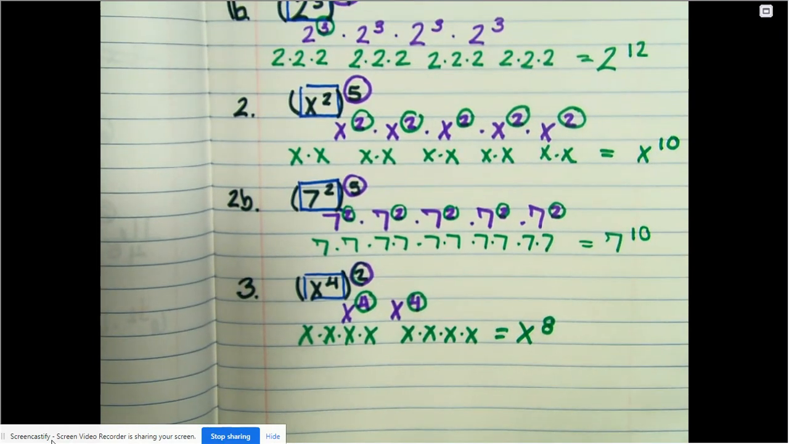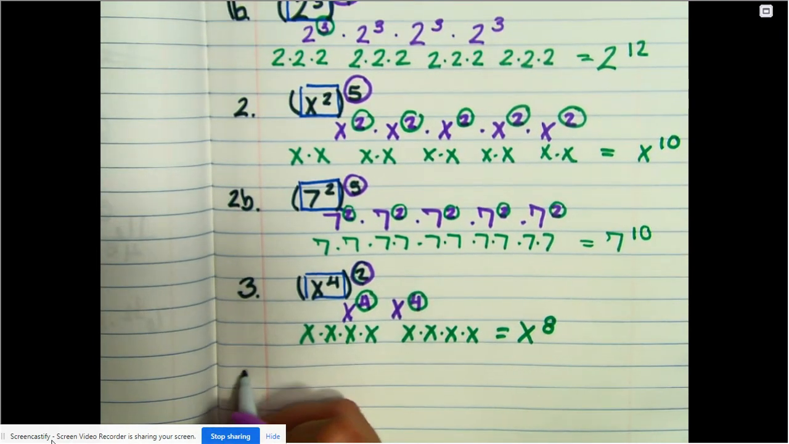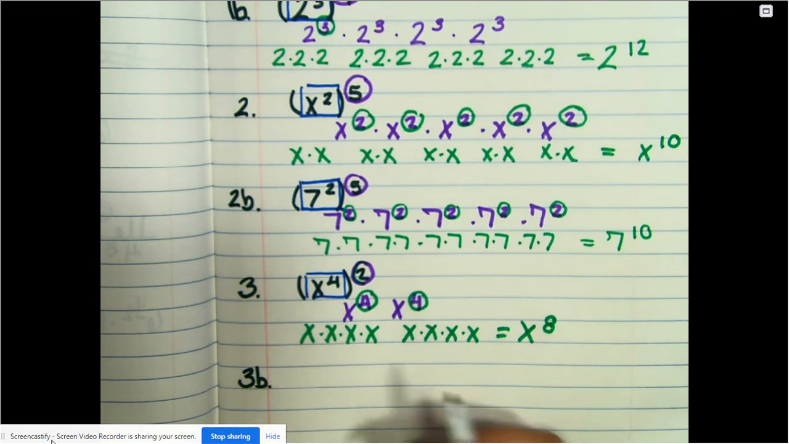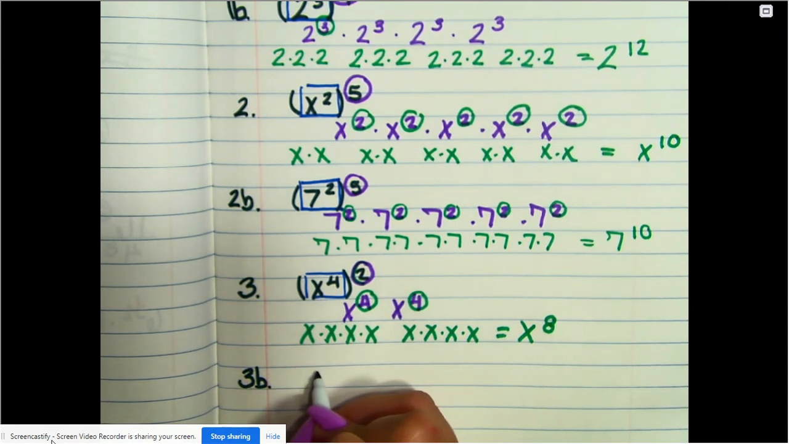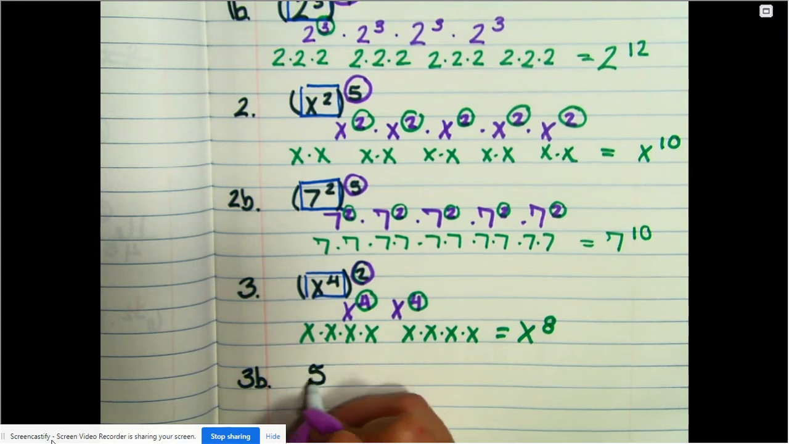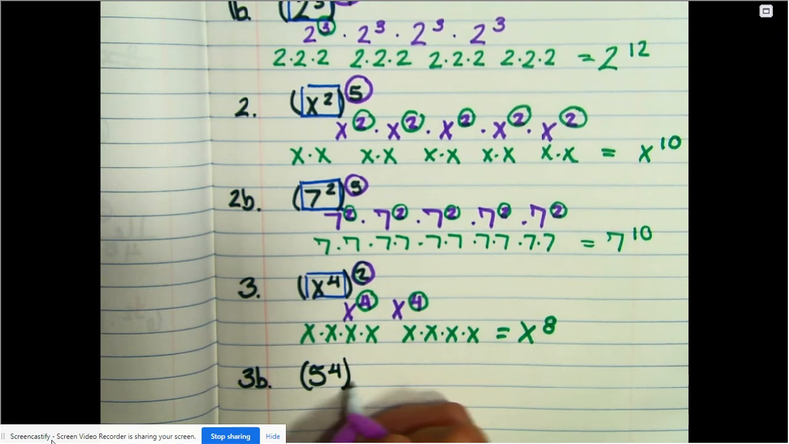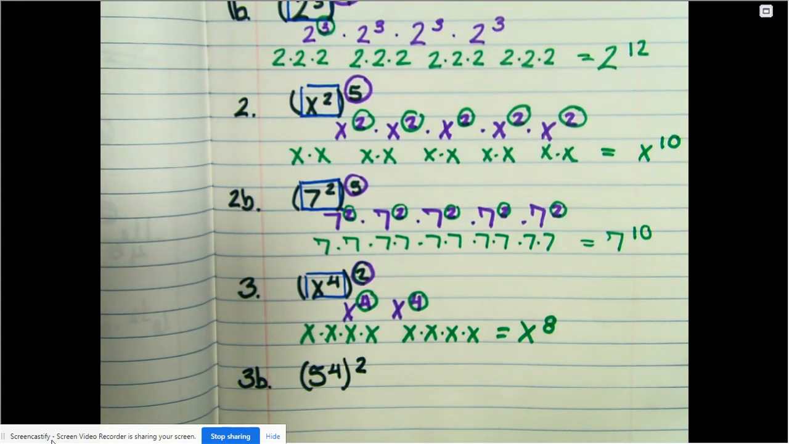Okay, and then 3b. We have 5 to the 4th power raised to the 2nd power. Okay, same concept. I use purple. Let me keep up with the pattern. 5 to the 4th times 5 to the 4th. Okay, again, we're expanding out my base there.